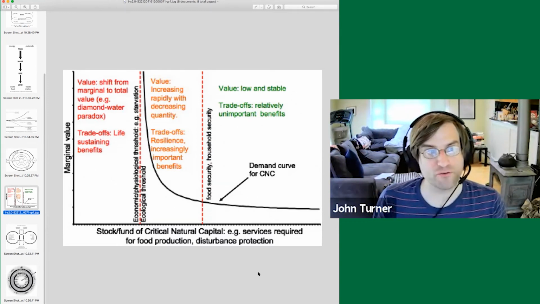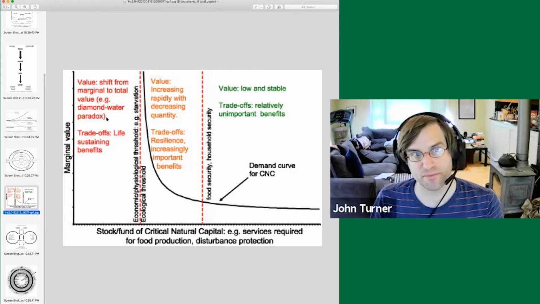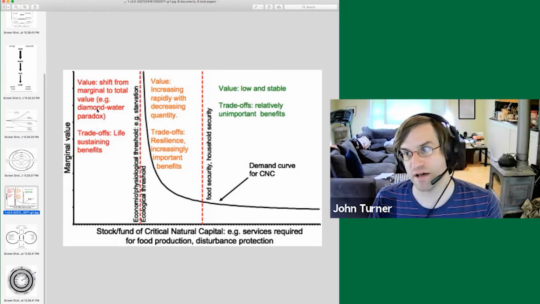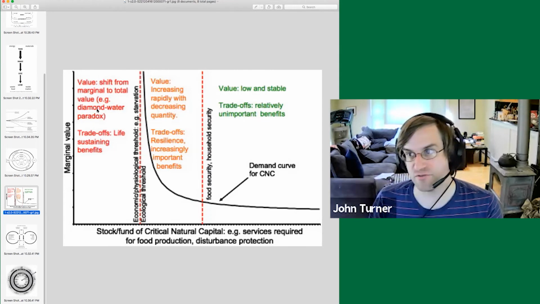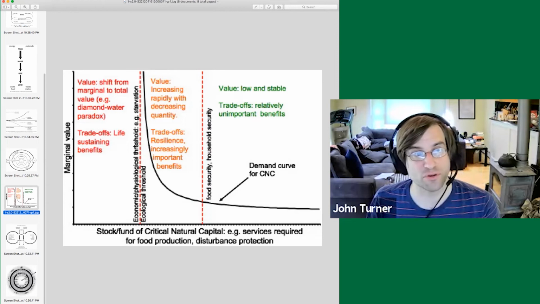So think for a moment about over here, this labeled the diamond-water paradox, okay? Diamonds have a very high marginal value. That is, they're extremely scarce, right? So part of the reason for the value that we associate with diamonds is that at the margin, getting the next diamond is extremely difficult because of their scarcity. If demand remains the same, okay, they are extremely valuable.